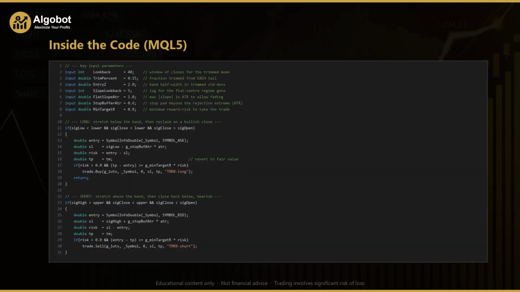Let's read through the MetaEditor code on screen. At the top are the key inputs. Lookback is the window of closes for the trimmed mean, 40 by default.